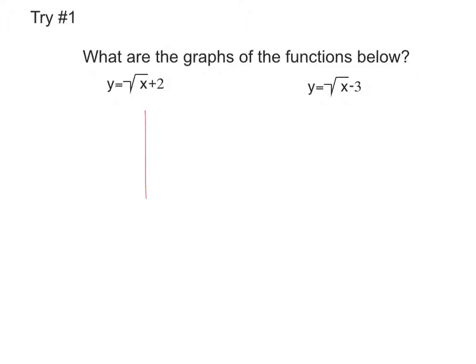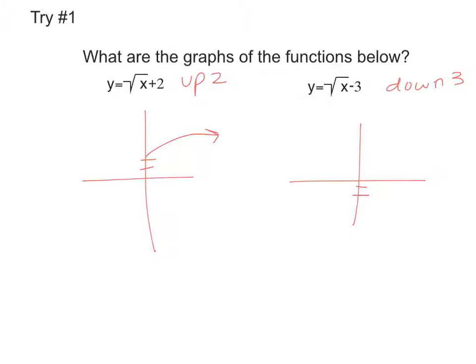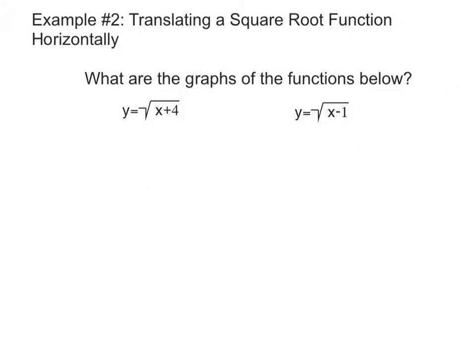Let's do the try. Again, this is plus 2, so this is up 2. So up 2, graph. This one is down 3. So 1, 2, 3. There you go. We could make these more accurate using ordered pairs and a table, but we don't need to for these basic ones.